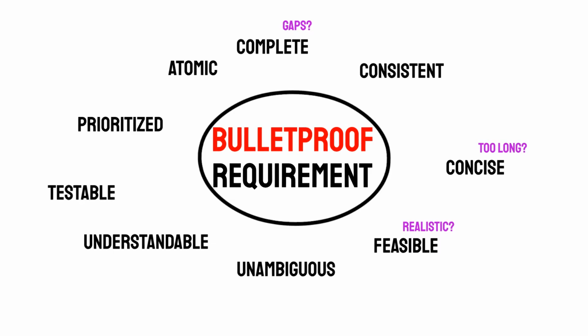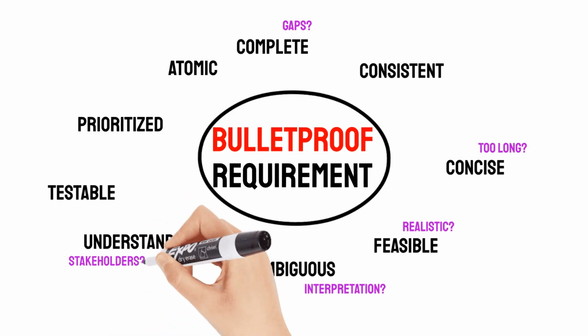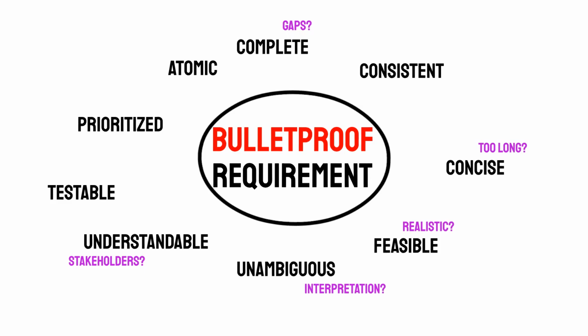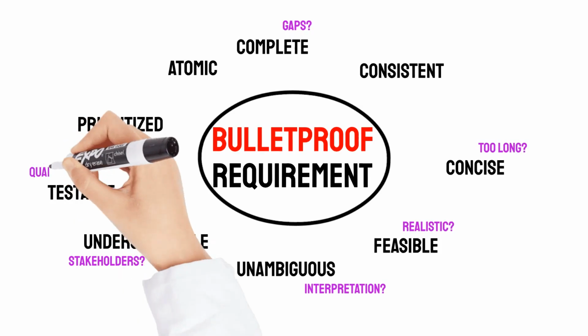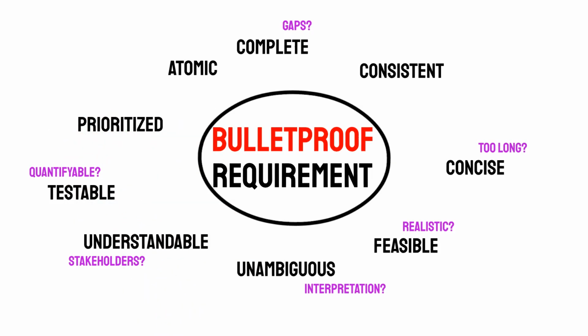Unambiguous, this one is really tough. It's all about making your requirement clear and unambiguous. In the end, I will share a bonus tip for you on how to make requirements unambiguous, so make sure to stick until the end. Understandable means people can basically understand it, so your stakeholders. Testable: is this requirement verifiable? Are you able to create a test case to verify if this requirement is implemented or not? And in the end, prioritized.